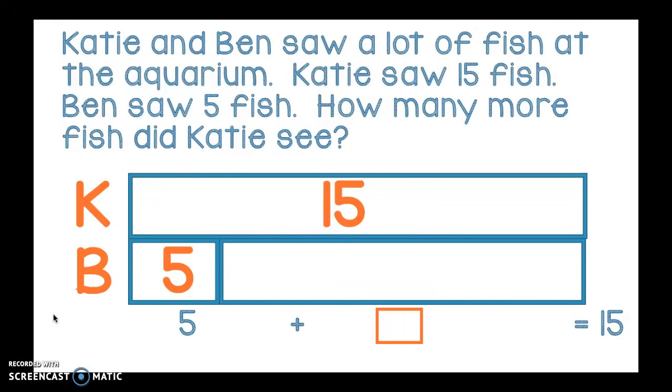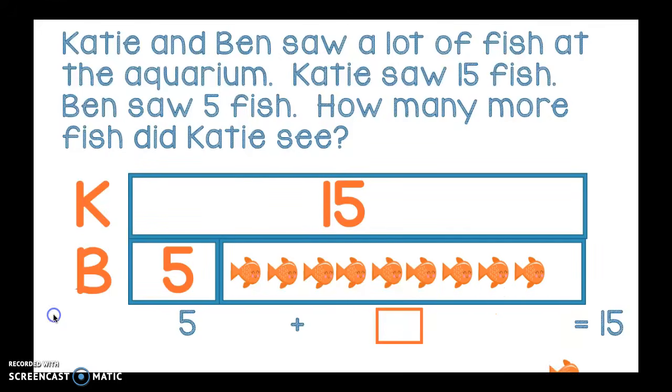Okay, here we go. So I hope that you tried to draw a picture in that part that was missing. I did. I said 5, and then I drew up until I got to 15. 5, 6, 7, 8, 9, 10, 11, 12, 13, 14, 15. Stop. Now all I had to do was count my fish. 1, 2, 3, 4, 5, 6, 7, 8, 9, 10. So the unknown was 10. 5 plus 10 equals 15. So when it says how many more fish did Katie see? Katie saw 10 more fish.